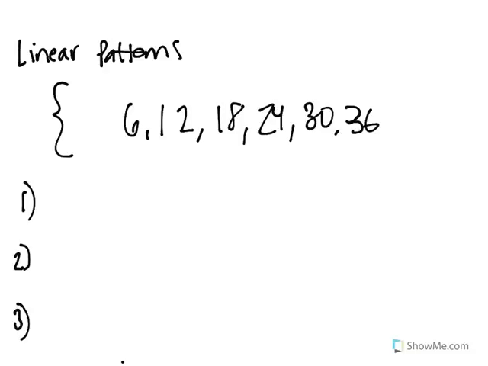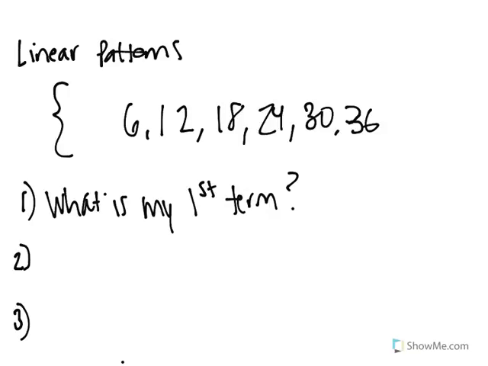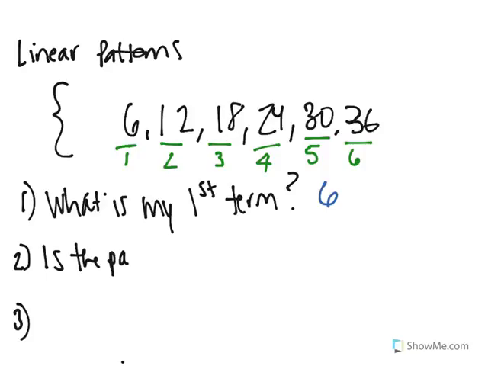question. The first question is, what is my first term? Okay, so your first term in the sequence is 6, right? It's the first number you see. So this must be the second term, this must be the third term, this must be the fourth term, this must be the fifth term, so on and so forth. So your first term is 6.